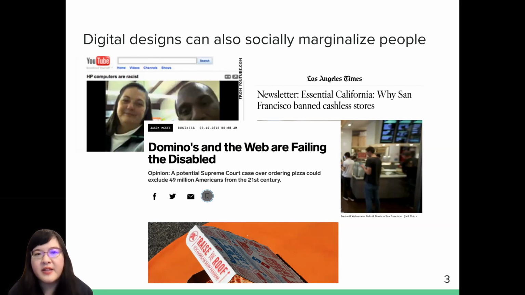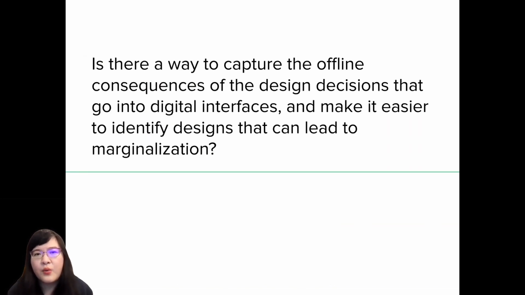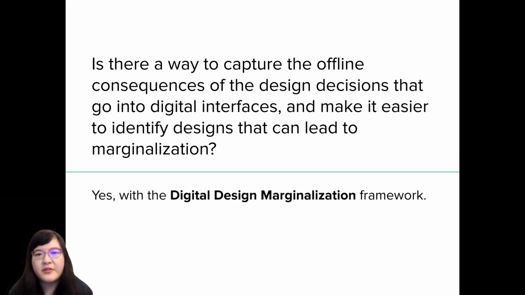In all of these cases, the design of these digital systems has not only pushed away potential users, but also produced negative offline consequences for these people as well. But how could anyone have known that these consequences would occur? And thus, we decide to ask, might there be a way to capture the offline social consequences of the design of digital interfaces and make it easier to identify designs that can lead to such marginalization? Our answer is the Digital Design Marginalization framework.